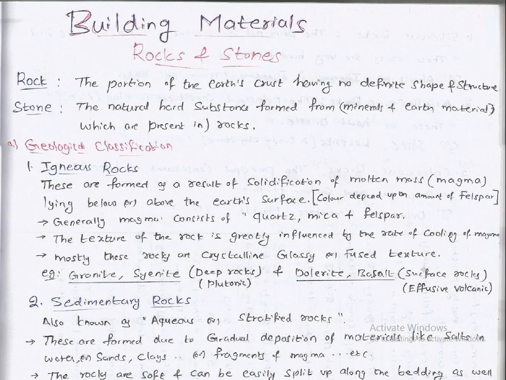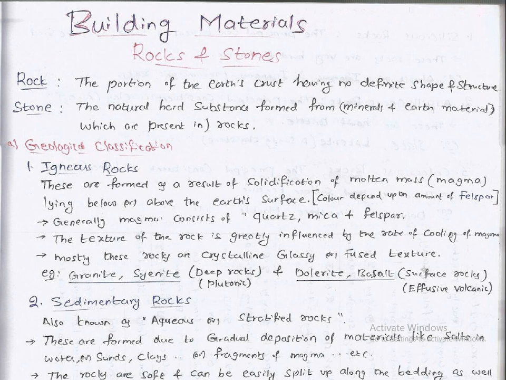The topic is building materials: rock and stones. Rock is the portion of the earth's crust having no definite shape and structure. Stone is the natural hard substance formed from mineral and earth materials which are present in rock.